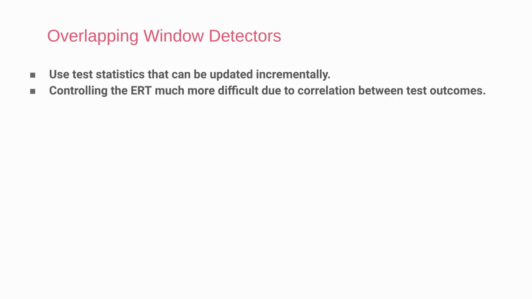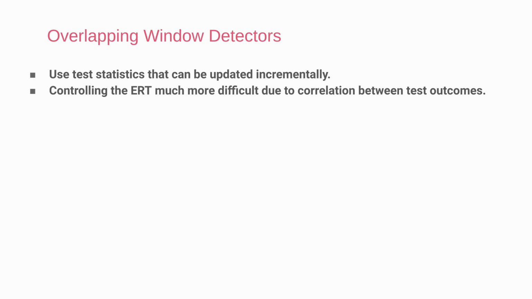Sadly, configuring overlapping window detectors to operate at a specified expected runtime is much more difficult because of the correlation between consecutive test outcomes. So, for example, if we don't detect drift on the first window of data, suddenly the next window of data, which contains much the same data points, is also much less likely to have drifted. We have this correlation between test outcomes, which means the relationship between the expected runtime and the p-values is pretty much completely undefined.